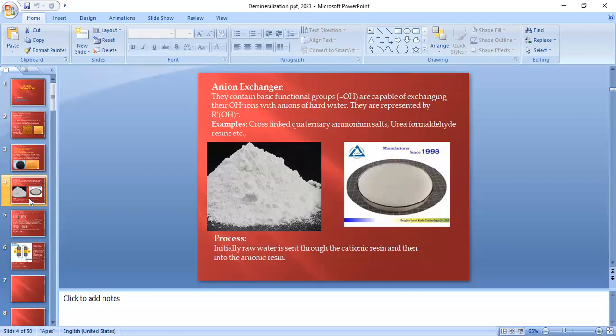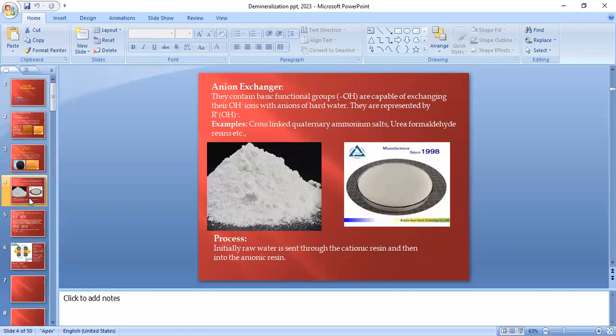And they are capable of replacing their hydroxide ions, OH minus ions, with the hardness causing chloride and sulfate ions in the water. Again, in the picture, you can see the quaternary ammonium salts and urea formaldehyde, which are well-known anion exchange resins. Now, we go with the procedure.